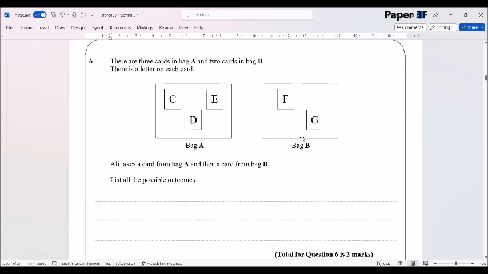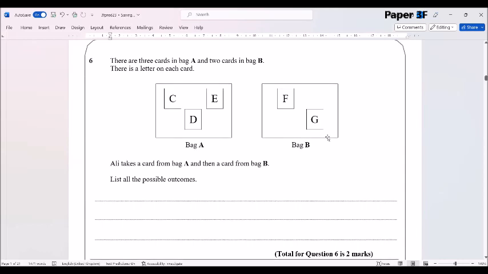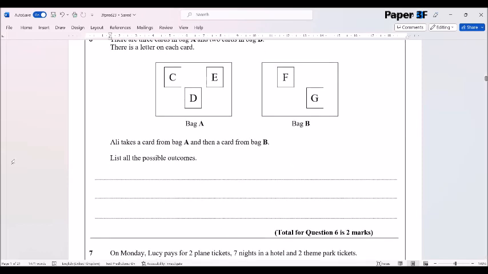Question number 6. There are 3 cards in bag A and 2 cards in bag B. There is a letter on each card. Ali takes a card from bag A and then a card from bag B. List all the possible outcomes. Okay, so what I'm going to do here is start off with C from bag A. So we can go CF. Then we can have CG.